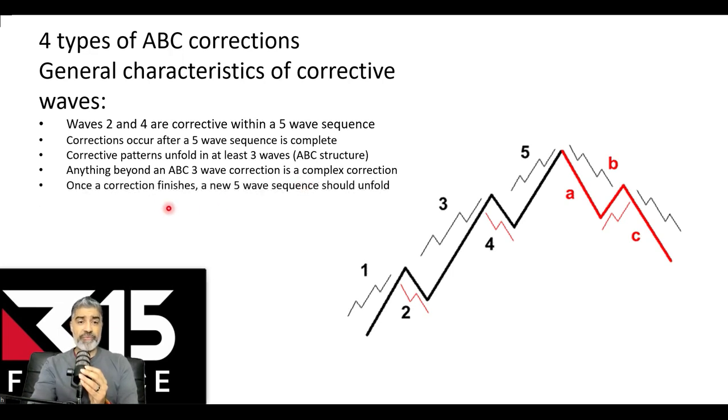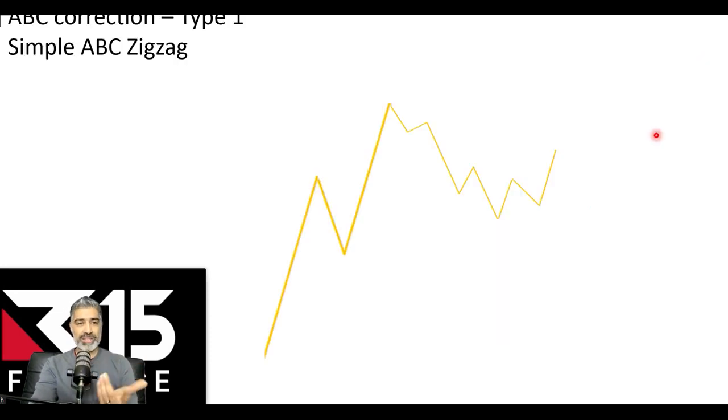Once the correction finishes, so once this finishes down here, a new 5-wave sequence should unfold. We anticipate a new 5-wave sequence. Very important. This gives us context. So one of my favorite corrections, I know it's cut off a little bit at the top here, but it says ABC correction type 1, simple ABC zigzag, right?